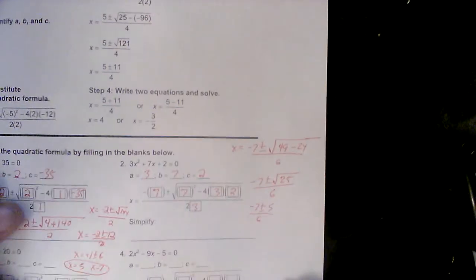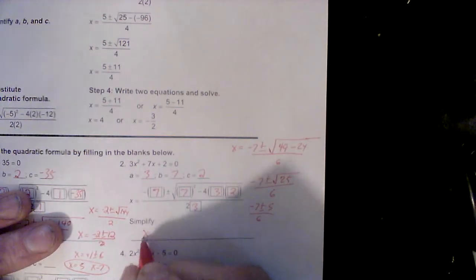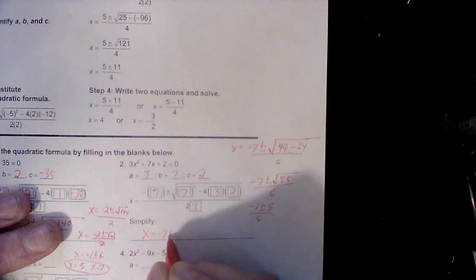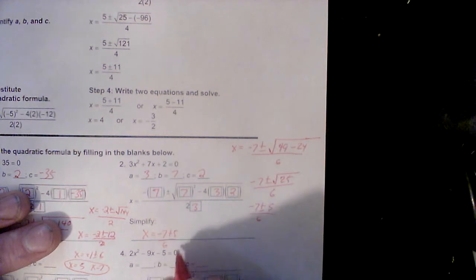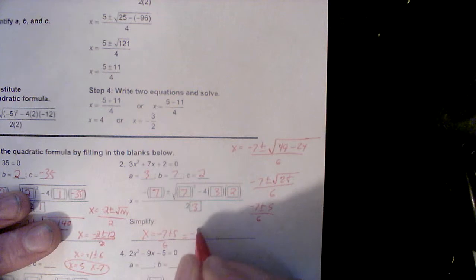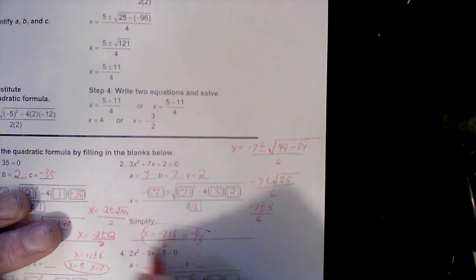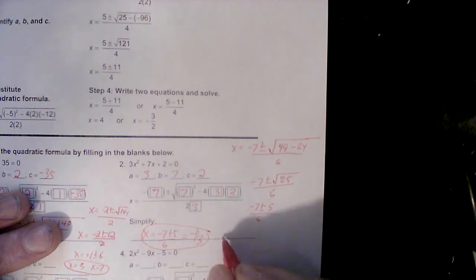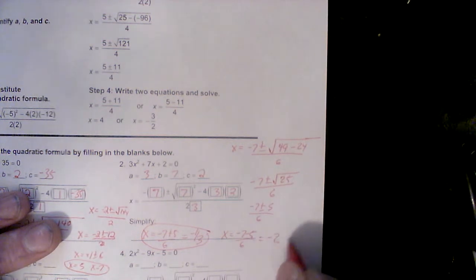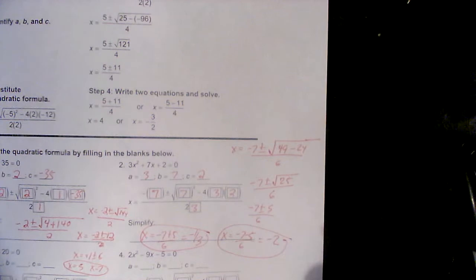So I got two answers, and I'm going to list them out here. I've got x equals negative 7 plus 5 divided by 6, which is going to give me, let's see, negative 2 over 6, negative 1/3. Circle that whole thing there. I'm going to get x equals negative 7 minus 5 all over 6, which is going to give me negative 2. Circle that whole thing.